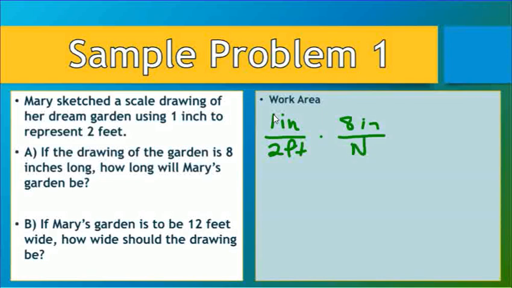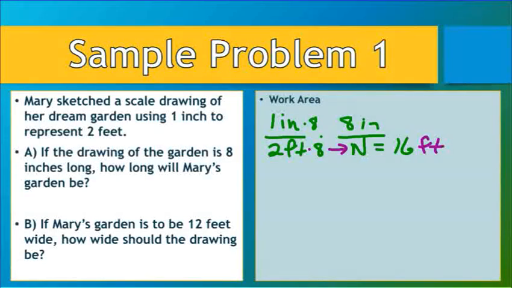Well, to go from 1 inch to 8 inches, I multiplied by 8, so I've got to multiply this 2 by 8 to get what n is. N would have to equal 16 feet. So 8 inches on the drawing would be the same thing as 16 feet in real life.